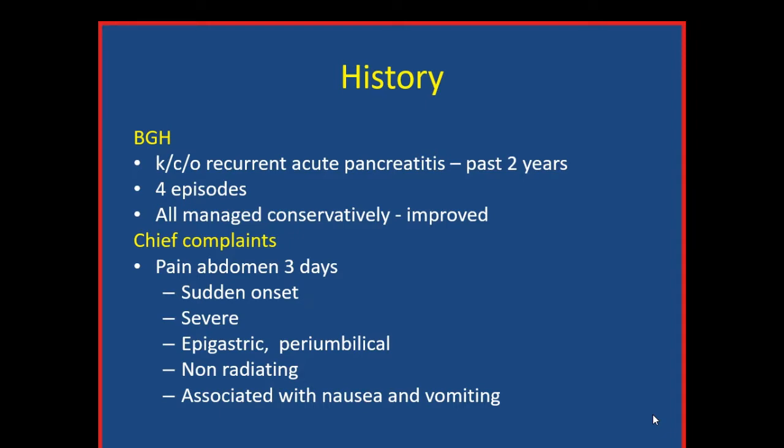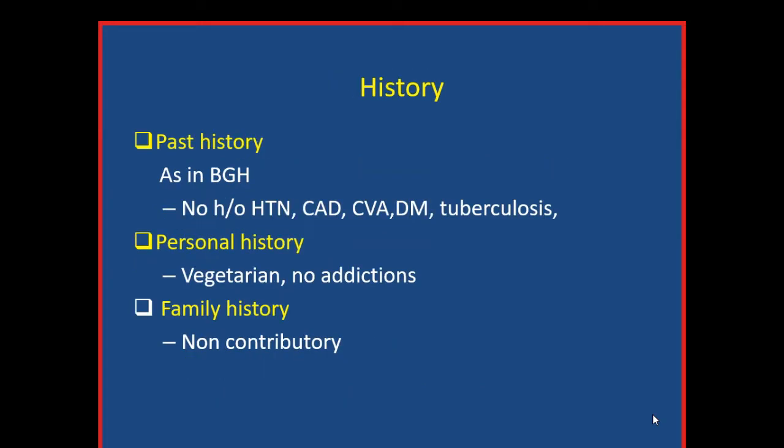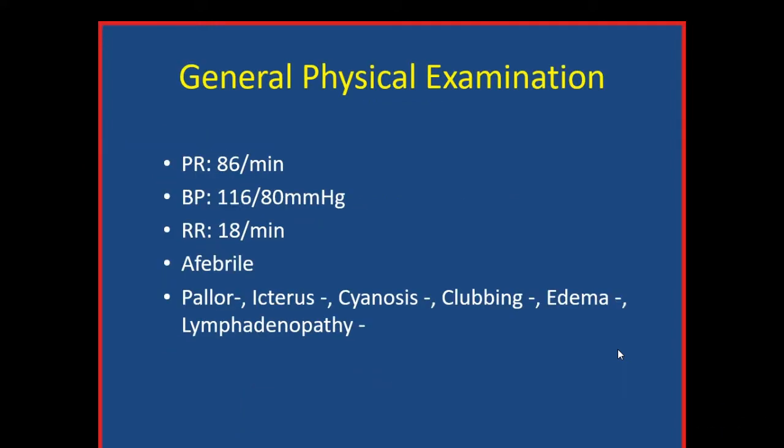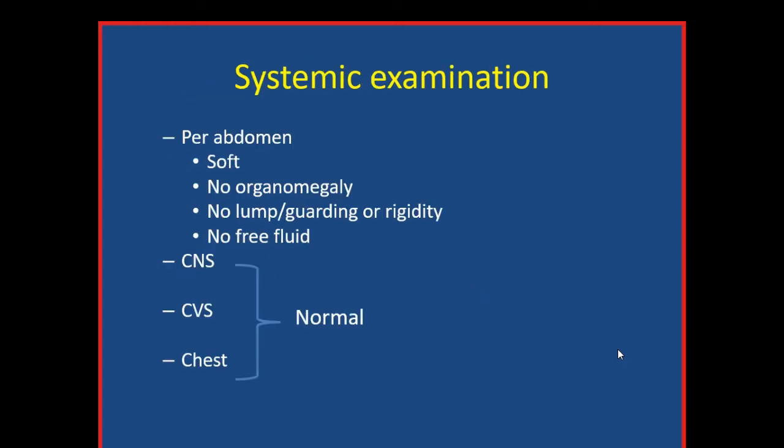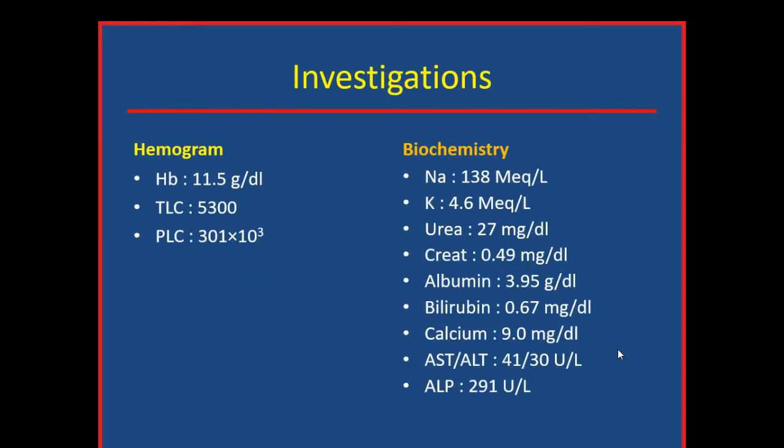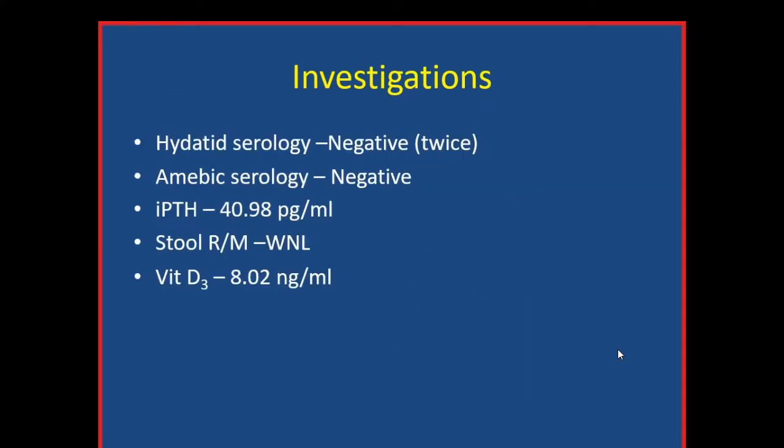There were no signs of organ failure in the history also. Considering the past history, except for these previous episodes of acute pain abdomen, there was nothing contributory. On physical examination, our vitals were stable, and on systemic examination, except for mild tenderness, the rest was all normal. Investigation wise, mild anemia was there, and the rest of the lab parameters were normal.